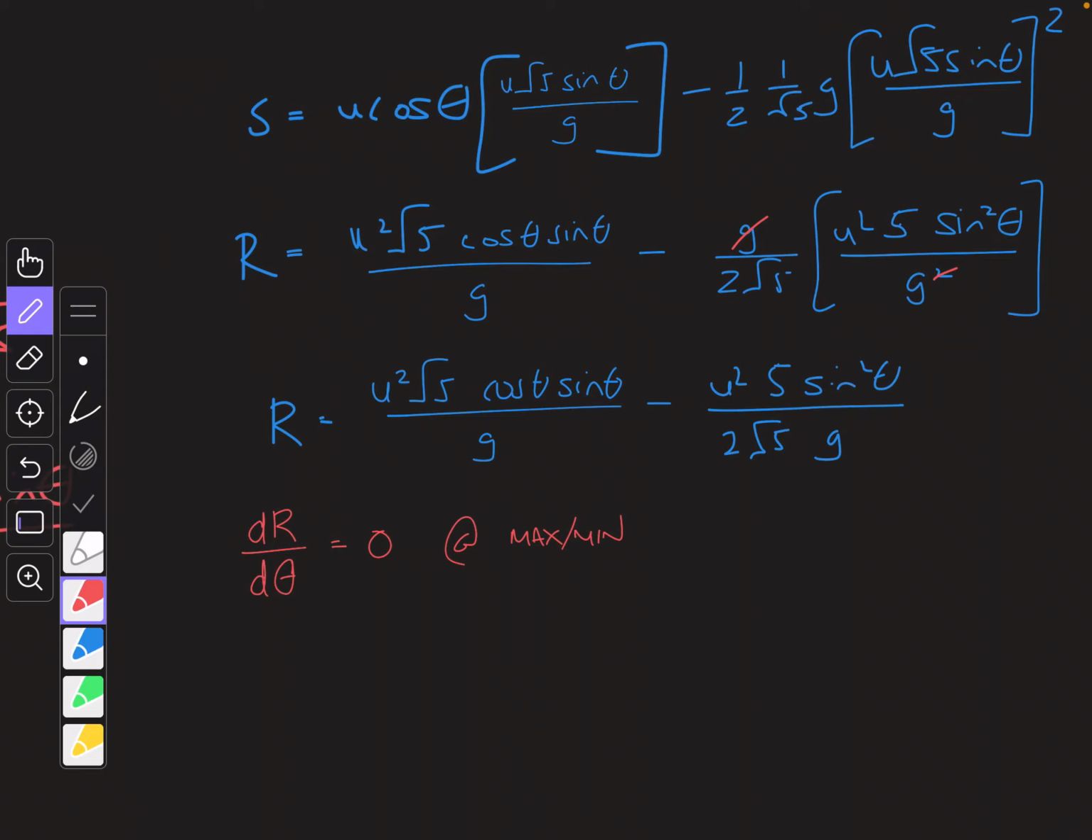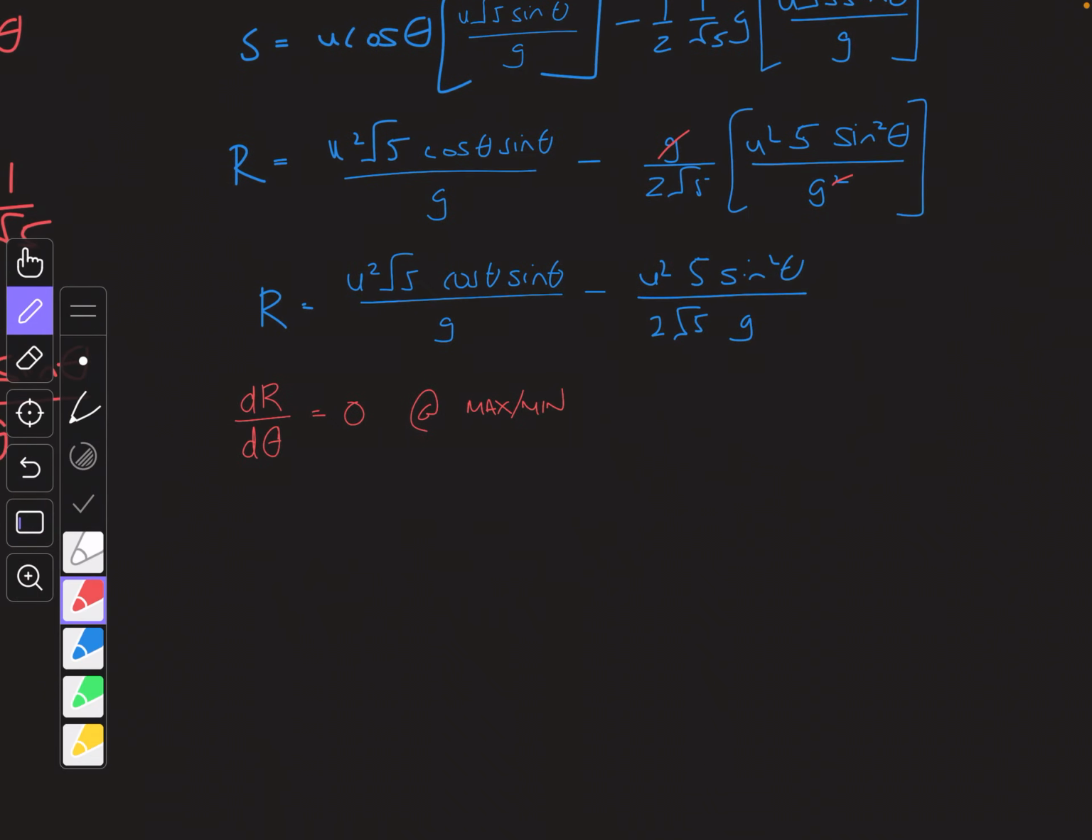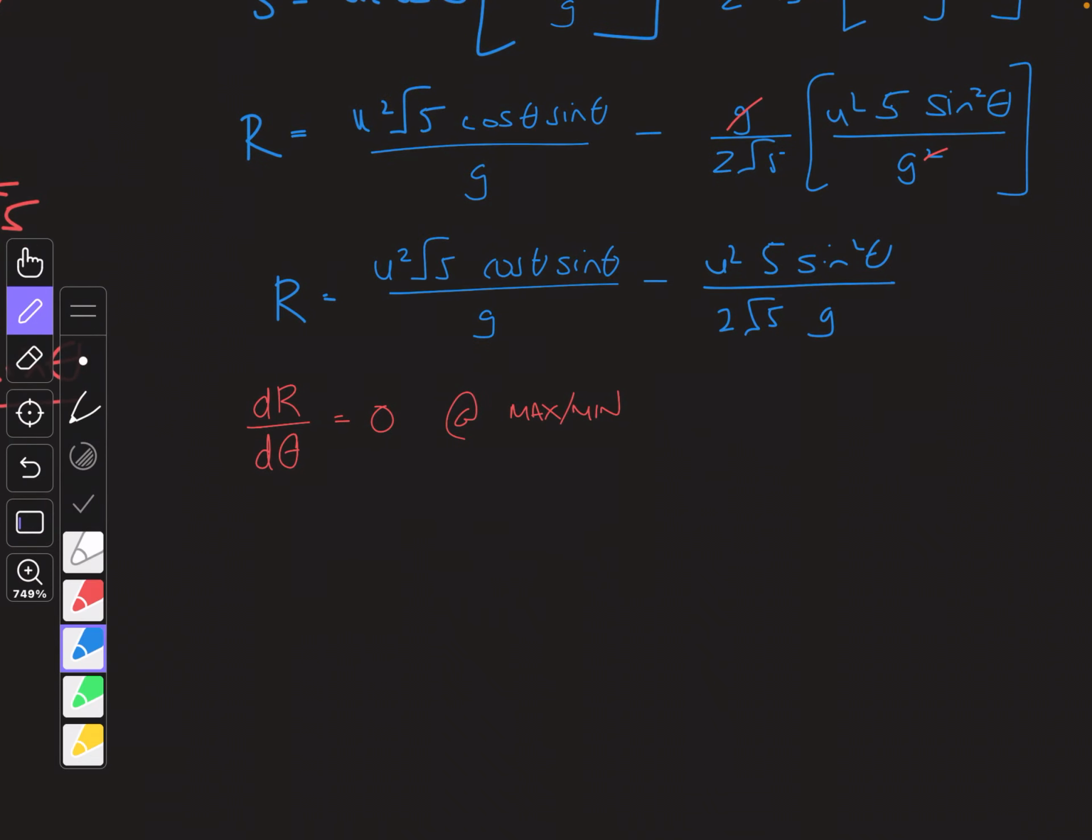What do they share? Well, first off, I'm going to clean this up. There's a square root 5 in the bottom. So if I multiply top and bottom by square root 5, it's going to clean up this side in a moment. I'll actually take my time and show that. As well as that, they both share g, so that can come out. They both share a u squared, so that can come out. We'll see in a moment, this should clean up pretty nicely. So let's go clean this up before we differentiate it.